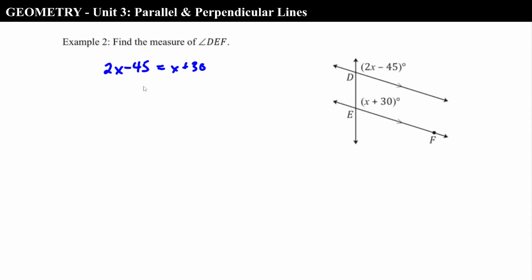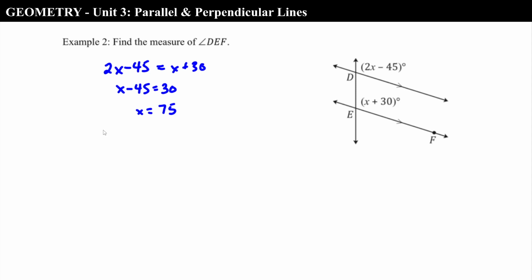Okay. Now that we have that, we just solve. We subtract x from each side, and so we get x minus 45 equals 30. And then we add 45 to each side. And we get that x equals 75.